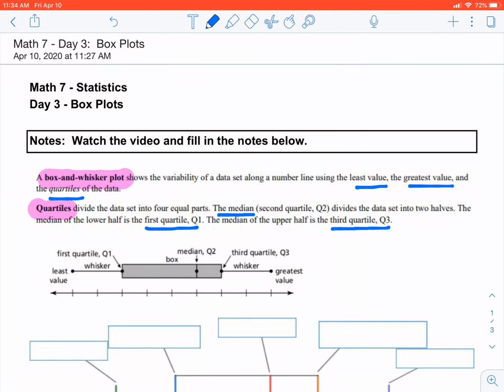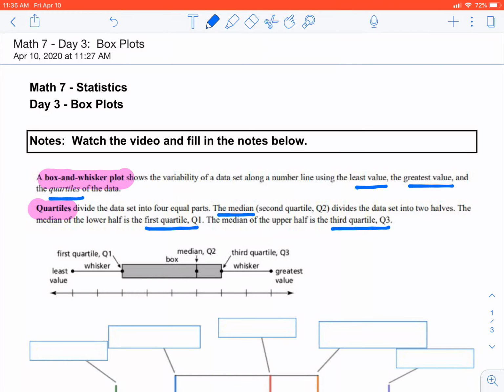So the other day you did mean, median, and mode. Median was finding the middle value. Well, you're going to do that, and then you're going to split the data in half, and you're going to find the median of the lower half of the data and the median of the upper half of the data.